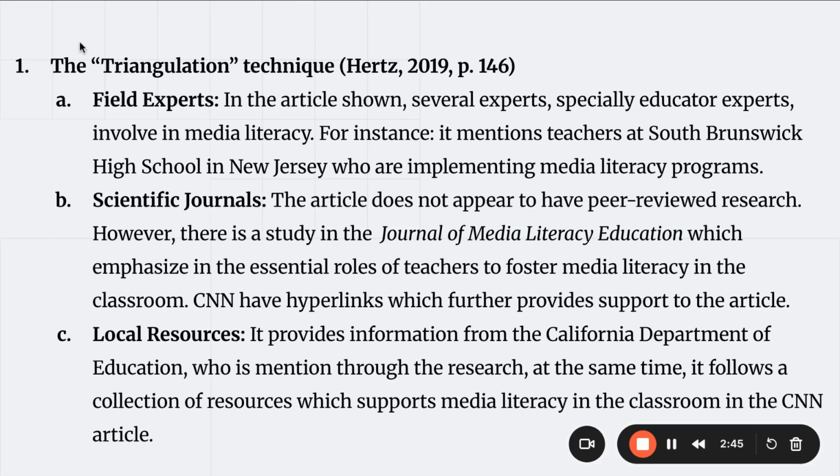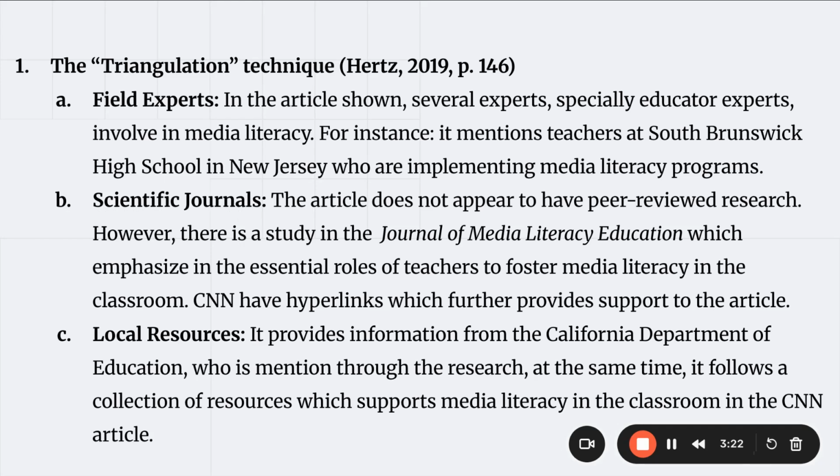So I took the approach of the triangulation technique, which is described by Hertz in the book. We have to take a look at three approaches: A, B, and C. A is the field expert. The article shows several experts, especially educators involved in media literacy. For instance, it mentions the teachers at the South Brunswick High School in New Jersey who are implementing media literacy programs.